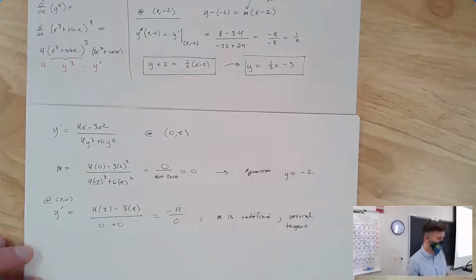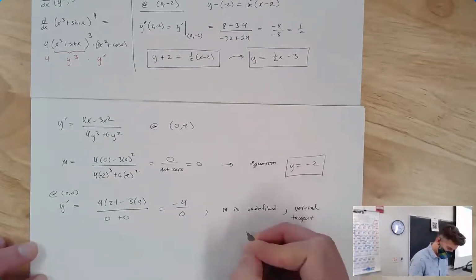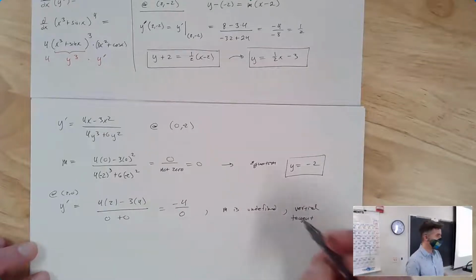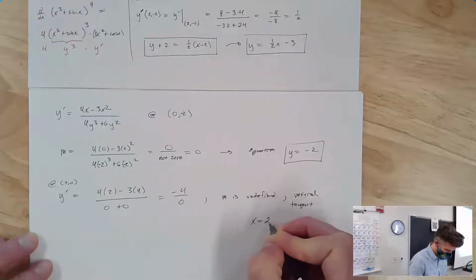And what's the equation of our vertical tangent line? Well, horizontal lines are y equals something, vertical lines are x equals something, right? So our equation is going to be x equal to 2.